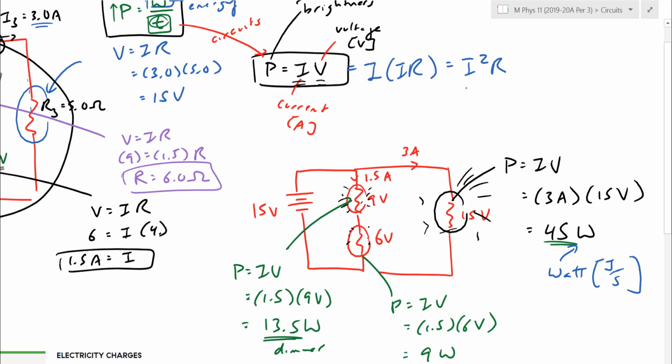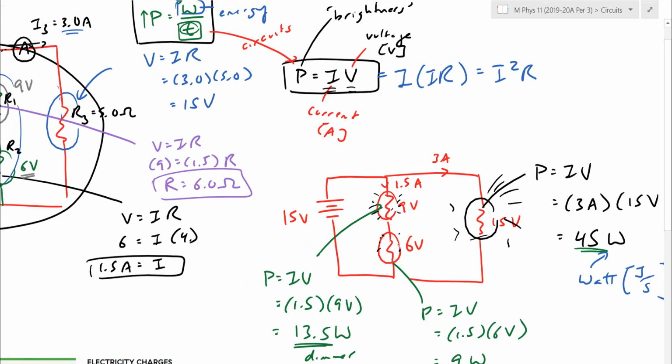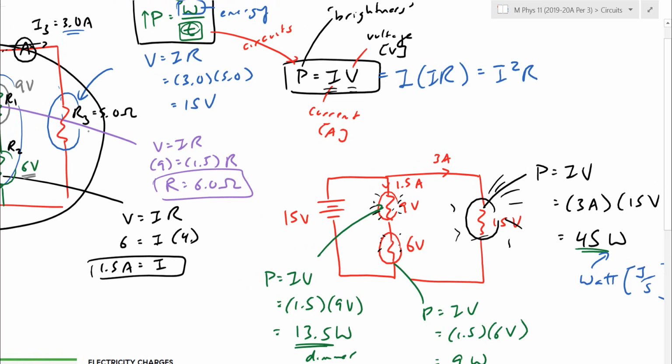But sometimes I just know current and I know the resistance. So for example, I know the current is 3 going down this path and the resistor is 5. I might not know the voltage right away, but I could go, what's 3 squared? 9 times 5 is equal to 45. That also gives you power without actually calculating for voltage itself.